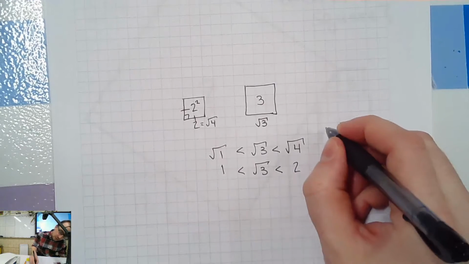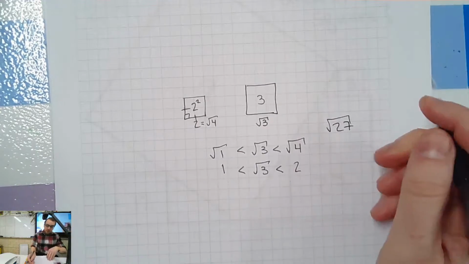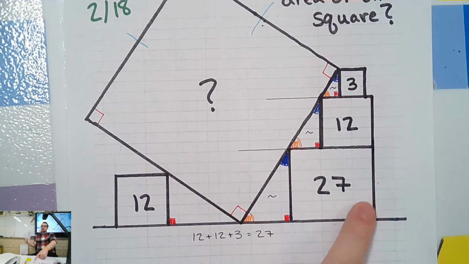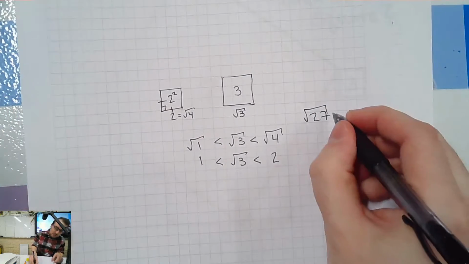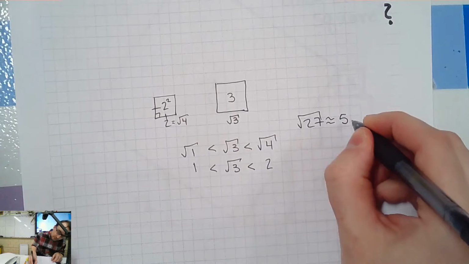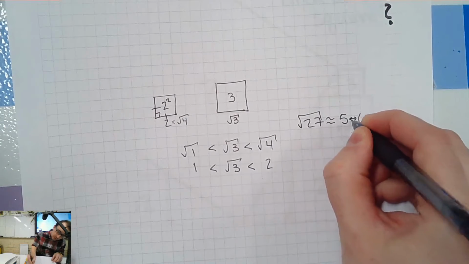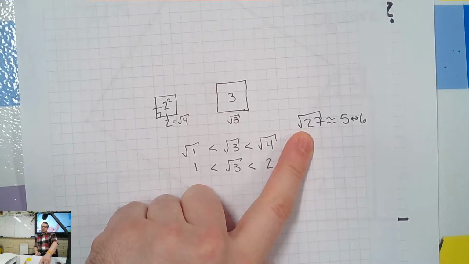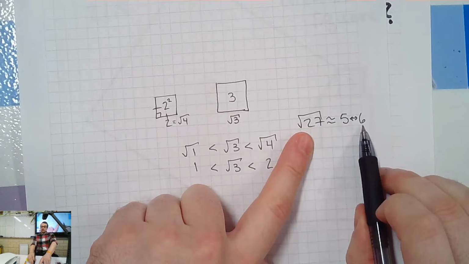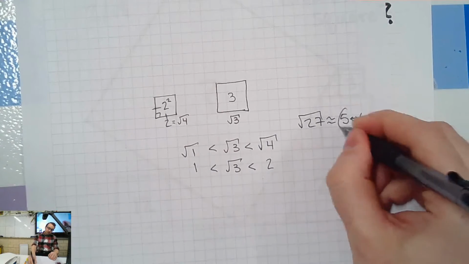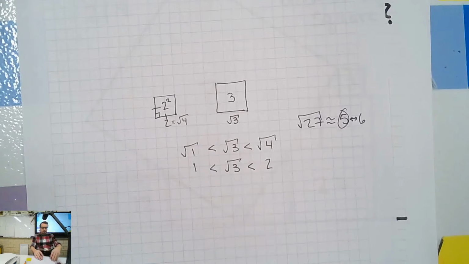What about root 27? Because that would be the side of this if it was a square, right? What's root 27 approximately? Between 5 and 6, right? Somewhere between these two. Because 5 squared is 25, root 27 should be bigger. 6 squared is 36, so it's going to be really close to 5, right? Really close to 5.